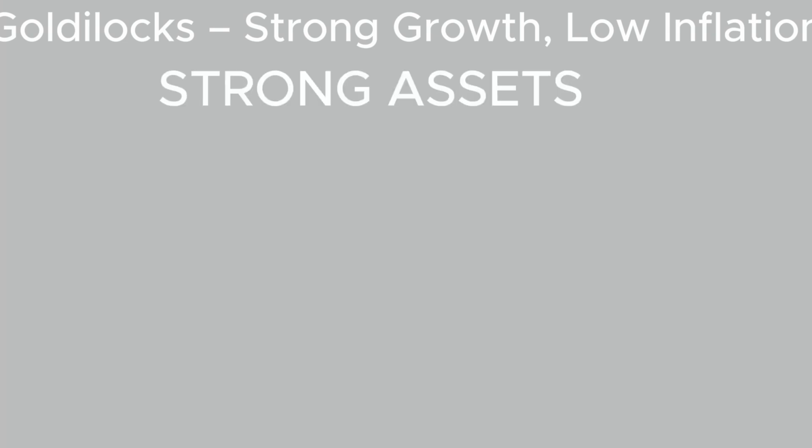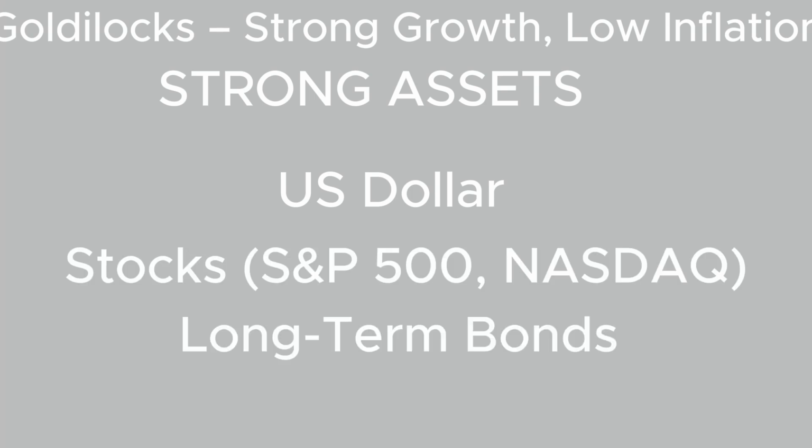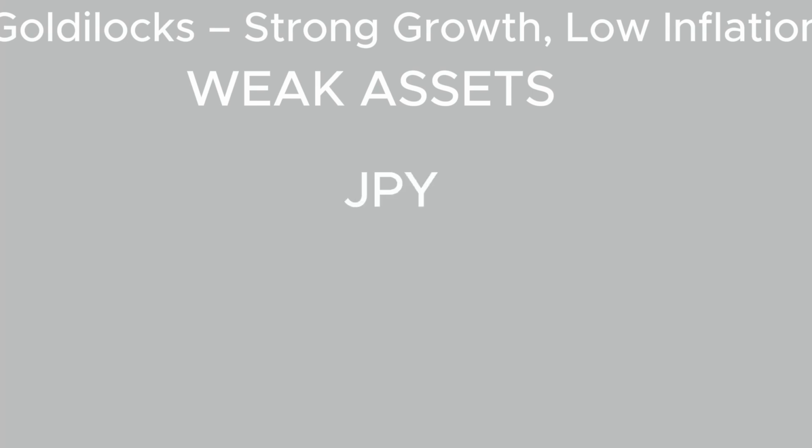Goldilocks, strong growth, low inflation. In a Goldilocks economy, growth is strong, but inflation remains under control. This is the best-case scenario for markets, as central banks have room to keep interest rates steady. Best currencies and assets to trade: US dollar, stocks, S&P 500, NASDAQ, and long-term bonds. Weak performers, safe havens like JPY, CHF and gold struggle as risk appetite increases. Also in this environment, look for long opportunities in risk assets.